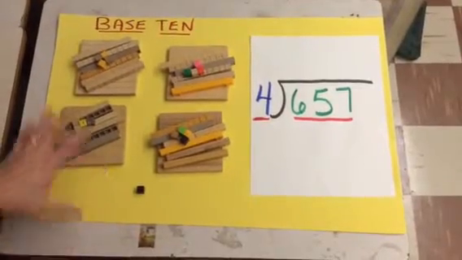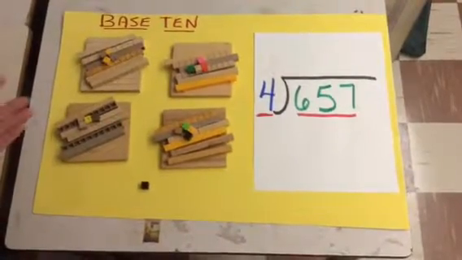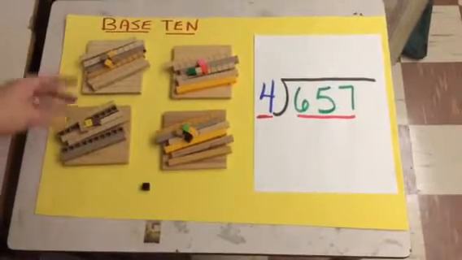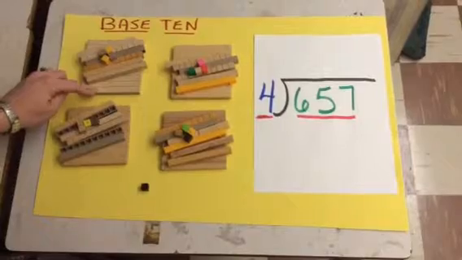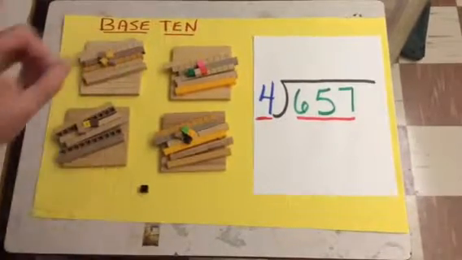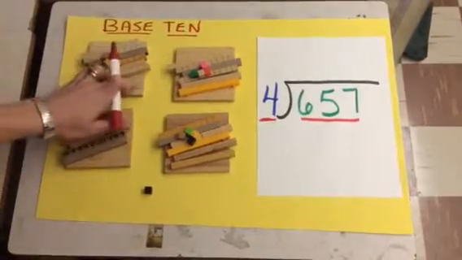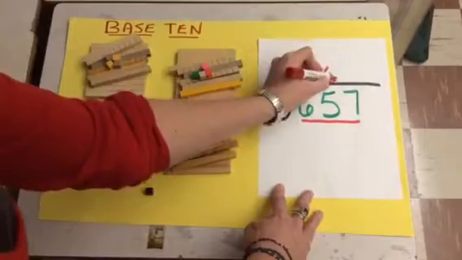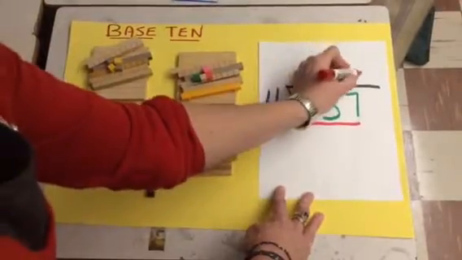Now, how do we know what the answer is then? So, what you find in one of those groups is your answer. So, how much did we come up with? 100, 10, 20, 30, 40, 50, 60, 4. So, 164 is our answer. We have 1 in the hundreds place, we have 6 tens, and we have 4 ones.